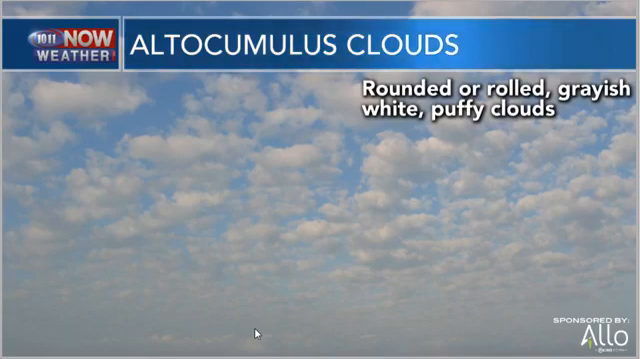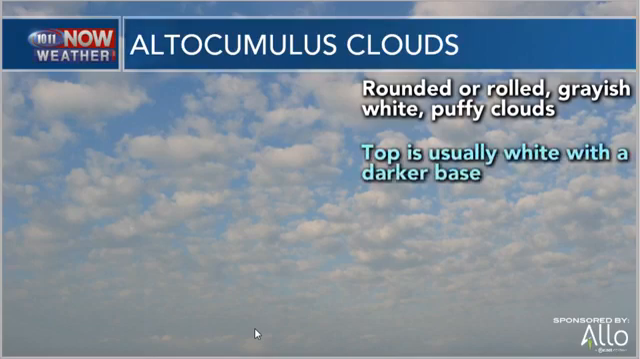Now we're going to go back into the mid-level clouds. Remember, we talked about alto being the mid-level, and these are altocumulus clouds. They look like cumulus clouds like we just talked about, but they're a little bit smaller. They're rounded, kind of rolled, grayish-white, puffy clouds. Again, they're at the mid-levels. Remember, mid-level clouds are usually from about 6,000 feet to 20,000 feet above the ground.